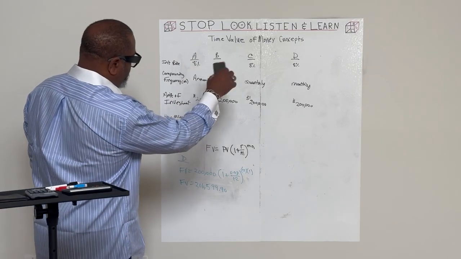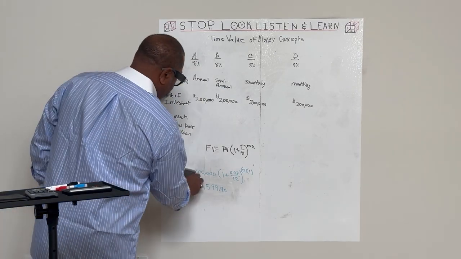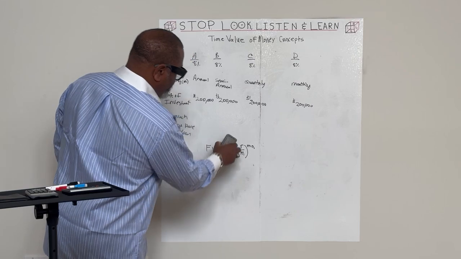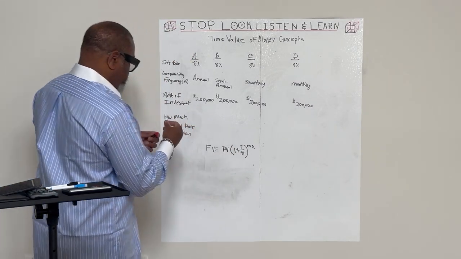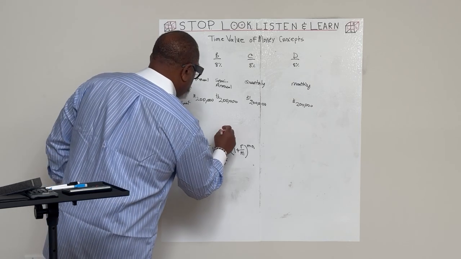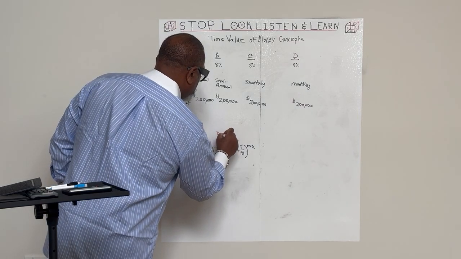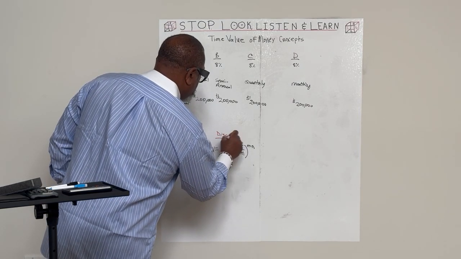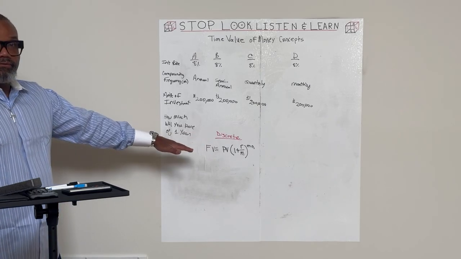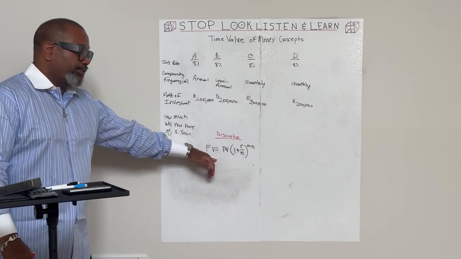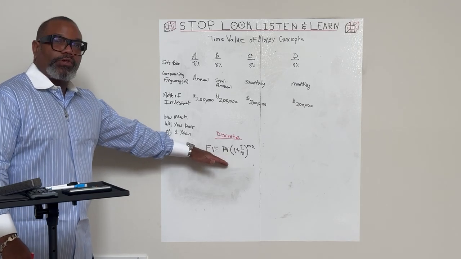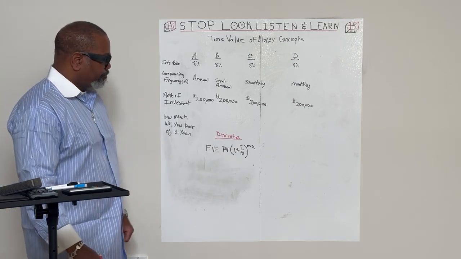Okay, so I'll leave that up there, and I'll leave this formula here, and then I'll just make a note that this is for discrete compounding. Discrete compounding, that would be what the formula would be, and that's the most general way you can state that formula. This formula here will always get you what you need.